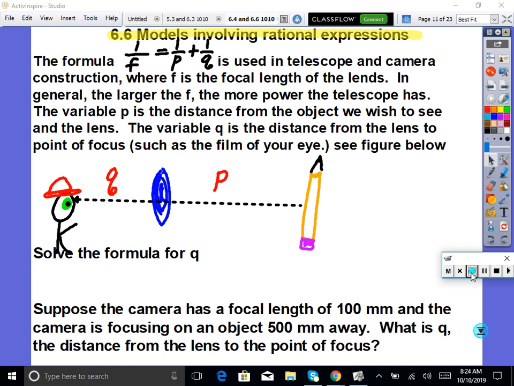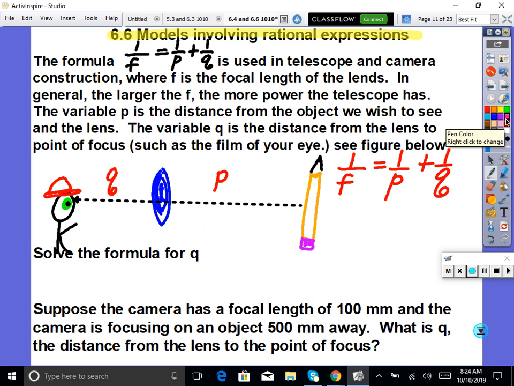See the figure below. In the first part of the story problem, it says solve for q. So what we're going to do is go back to our equation and get q by itself. So we have 1 over f equals 1 over p plus 1 over q. So piece by piece, we're trying to get q by itself. So wouldn't it make sense to subtract 1 over p over? Does everyone see? So then we would have 1 over f minus 1 over p equals 1 over q.